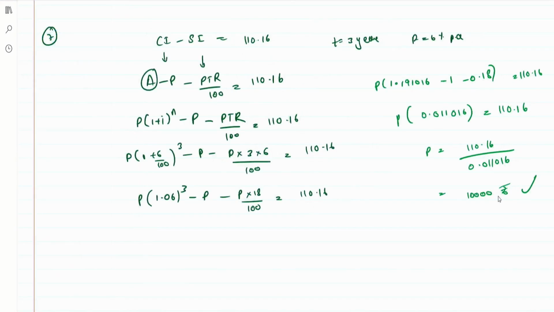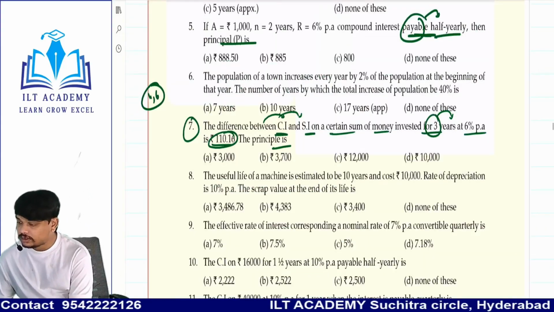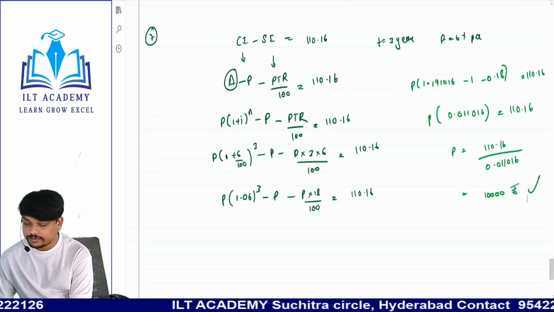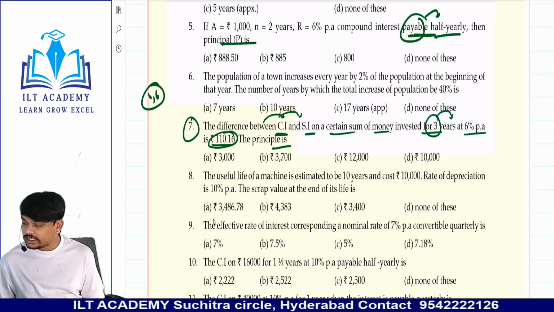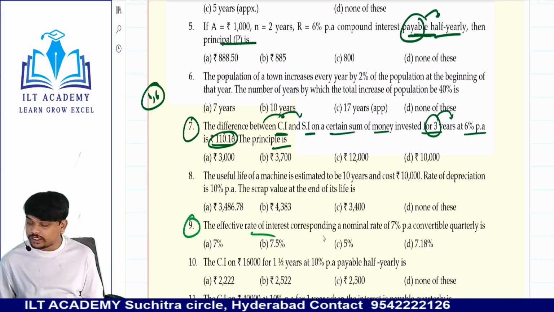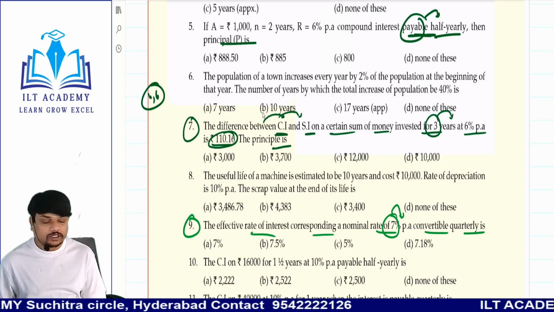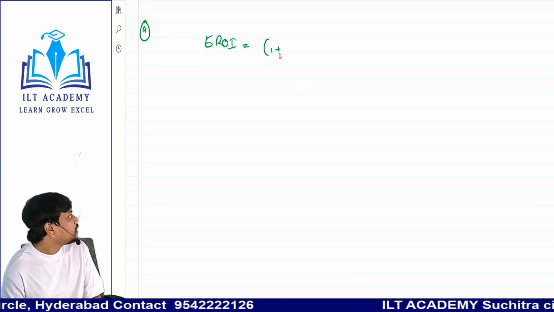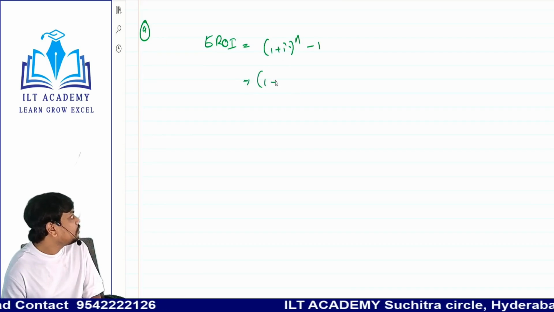Now let us do the next sum. Now the ninth one directly. What is the question? The effective rate of interest corresponding to a nominal rate of 7% per annum convertible quarterly is what? Now what is the formula for effective rate of interest? 1 plus I whole power n minus 1.